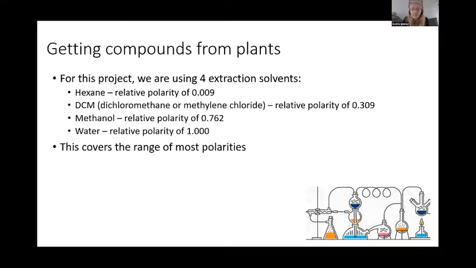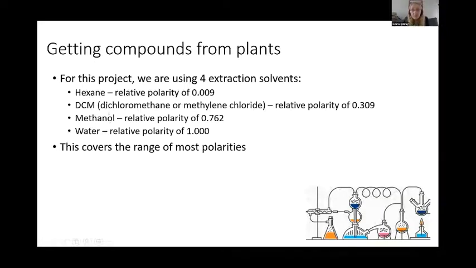So to look at this, we wanted to get the compounds out of these leaves. And to do that, we used a range of 4 different solvents. We're trying to dissolve all the different compounds out of leaves. We know from our basic chemistry that not every compound will dissolve in one particular liquid, and that's because different compounds have different polarities, different solubilities.